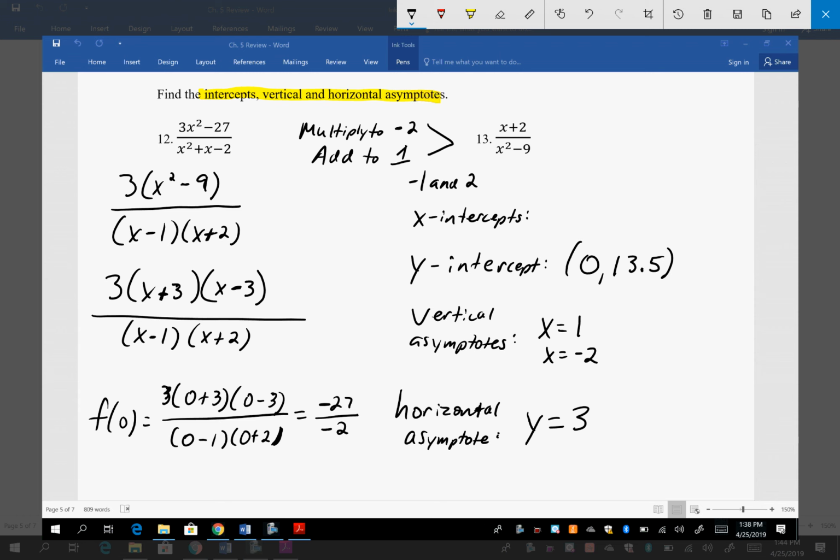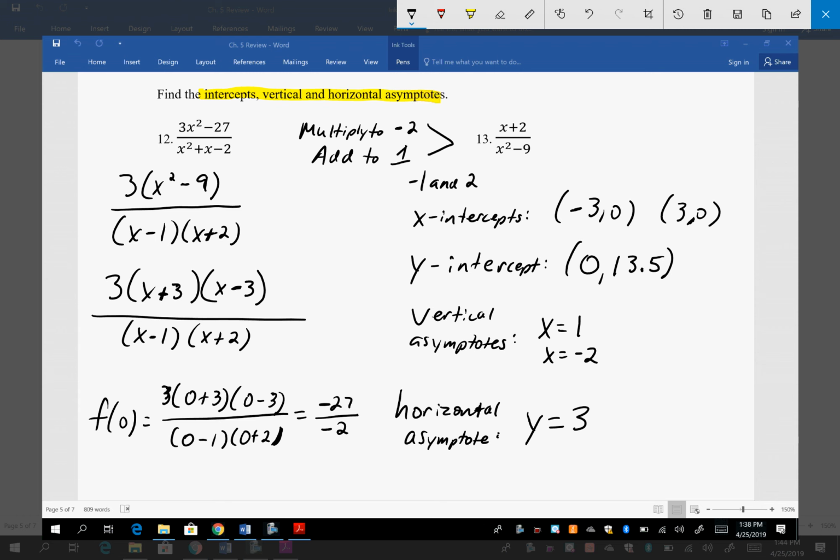Make the numerator become 0. So in the numerator, I have x plus 3 and x minus 3. What makes those 0? Negative 3 and 3. And if you wanted to write x equals 3 or x equals negative 3, that's fine. Yes, x-intercepts is what makes the top 0.